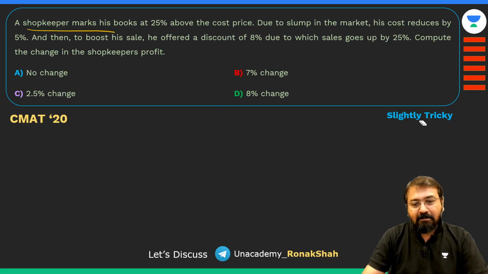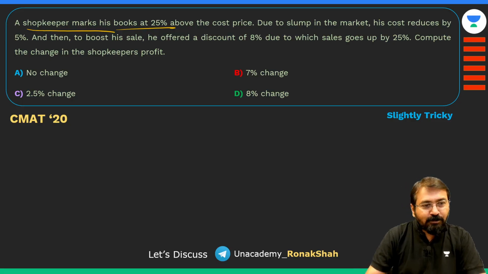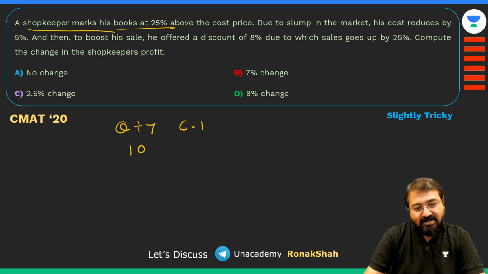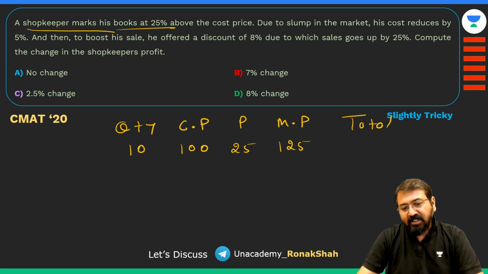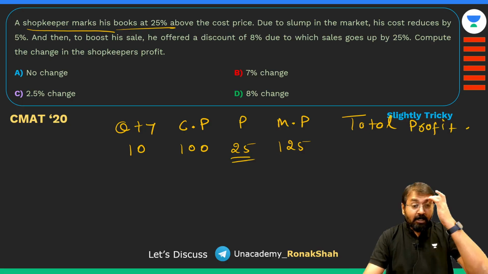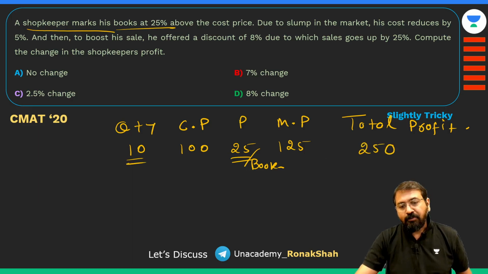A shopkeeper marks his books at 25% above the cost price. Okay, so let's assume the quantity as 10 books and cost price as 100. So he's making profit 25%. So 25 rupees is the profit and mark price is 125. Now guys, what would be his total profit in this case? Can we say he's making 25 rupees profit per book? So for 10 books, he'll make a total of 250 rupees profit.